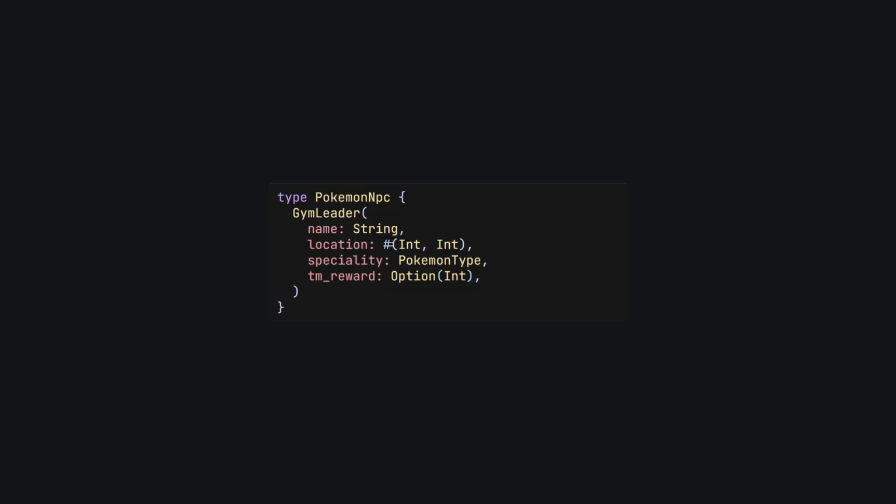Now, let's get back to decoders. Cool, so creating a decoder for an enum is fairly straightforward, but what about other custom types like records? Let's say we had a type for NPCs, or non-player characters, in a Pokemon game, starting with gym leaders. Our gym leaders have a name, a location coordinate, a type they specialize in, and an optional TM reward if our player successfully beats them, represented by the TM's number.